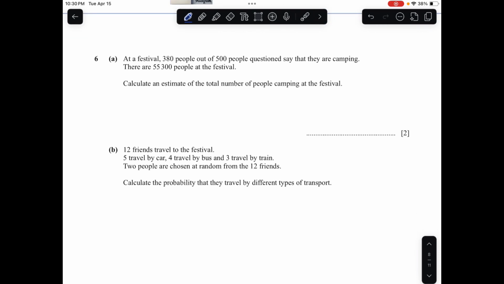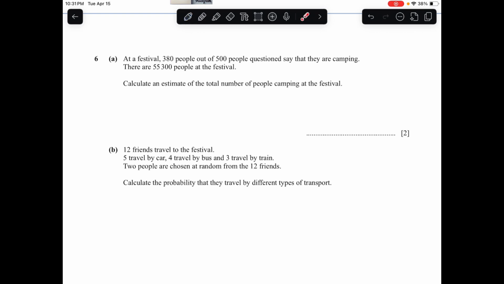All right. Next question. At a festival, 380 people out of 500 people were questioned. They say that they are camping. So it was probably a random survey, and they asked 500 people, and out of that 380 people said that they are camping. There are 55,300 people at the festival. Calculate an estimate of the total number of people camping.